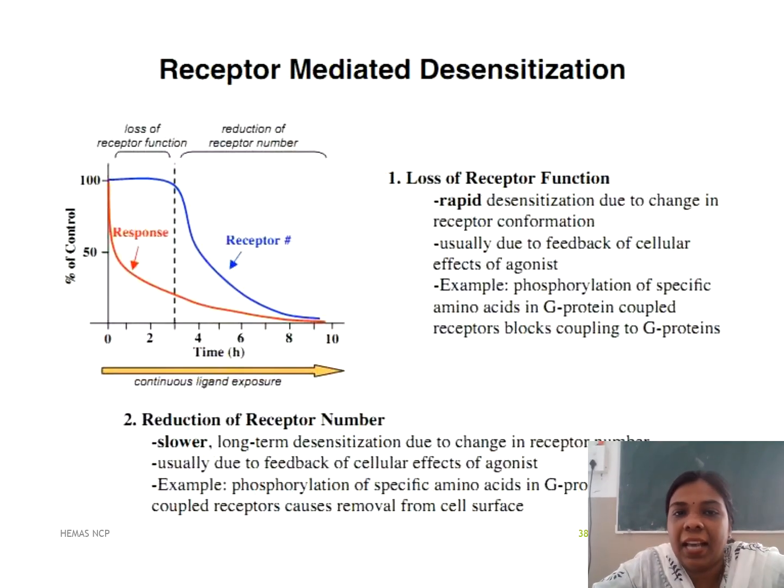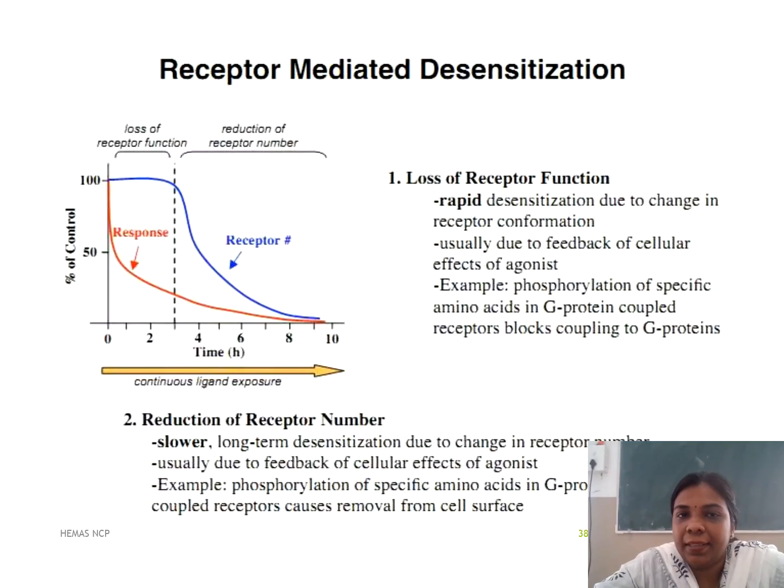Tachyphylaxis means a very rapid loss of response after repeated doses in a short time. Refractoriness means temporary unresponsiveness to the drug. Resistance occurs when the drug becomes ineffective, and is often used in reference to antimicrobial or cancer therapy. And the fifth one is tolerance, which means a higher dose is needed to produce the same effect. There are two types of mechanism: receptor mediated and non-receptor mediated.